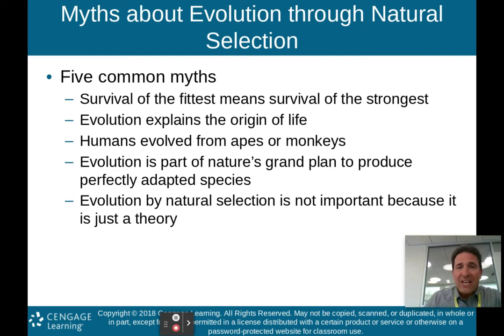Evolution is part of nature's grand plan to produce perfectly adapted species. No way. Again, evolution just has to do with the best available way to survive. Definitely not perfectly adapted. Nothing is going to be perfectly adapted. And I'll use an example of our eyes.